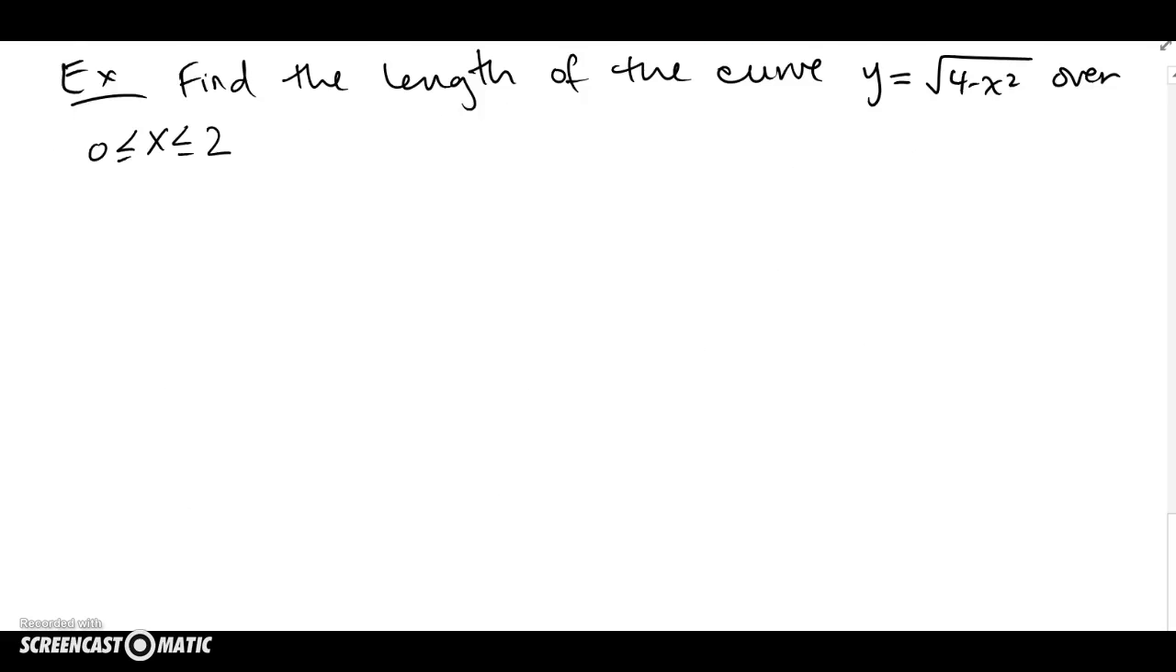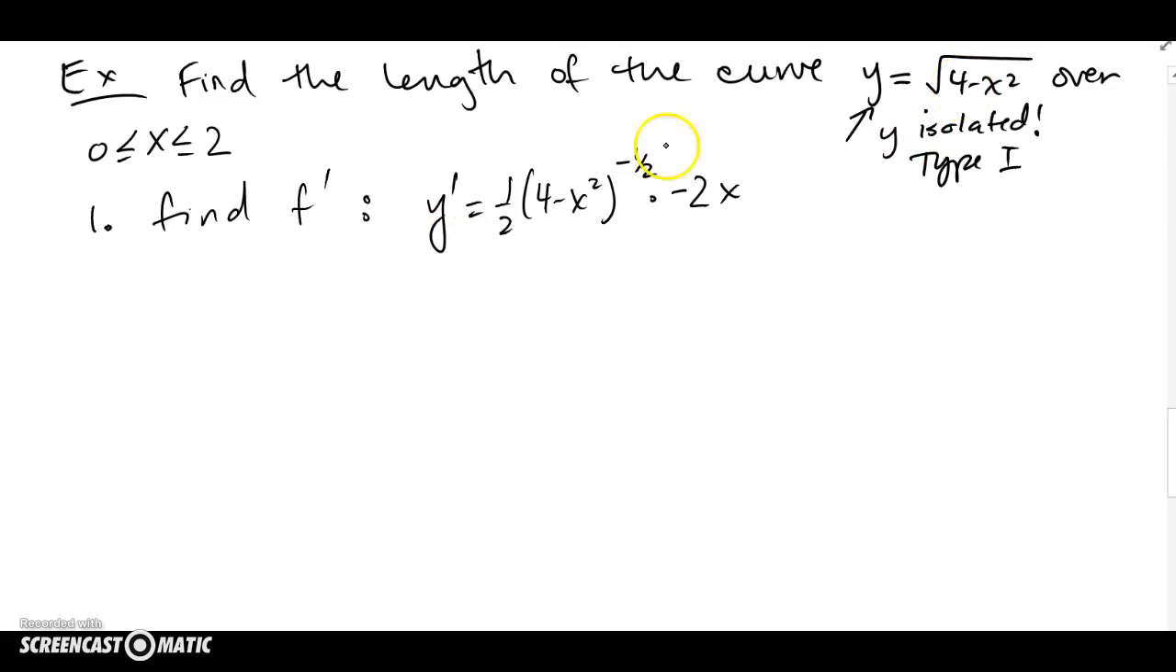Okay, so this problem says find the length of this curve over the interval 0 to 2. Right off the bat, I know that y is isolated, which means I'm probably going to set up a type 1 because y is already isolated for me. Why should I do more work than I have to? The first thing I have to do is find f prime, the derivative of that function. So I take the derivative of this function of x. y prime is 1/2 times (4 minus x squared) to the negative 1/2 times negative 2x. Remember to apply the chain rule. Let's clean it up a little bit.